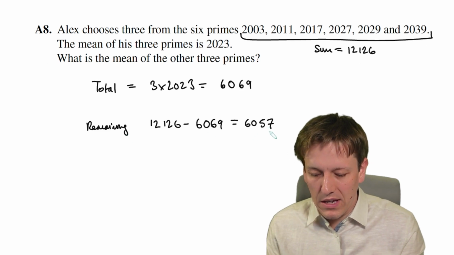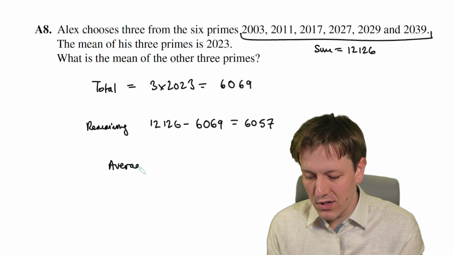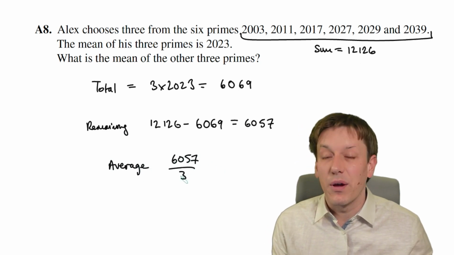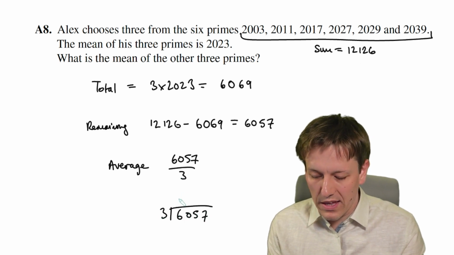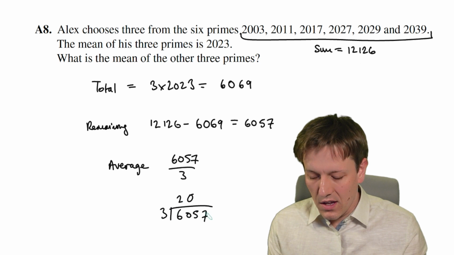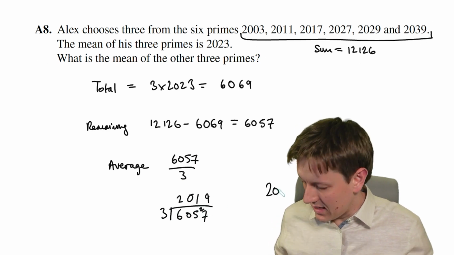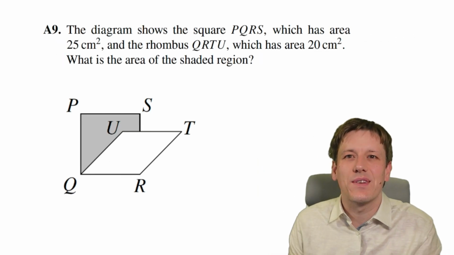So I've got 3 remaining primes that sum to 6057. So that means that their average or their mean here is going to be 6057 divided by 3. You can just do a quick long division there and get that that is 2019. And so the answer to this question is 2019. This is a very nice question.